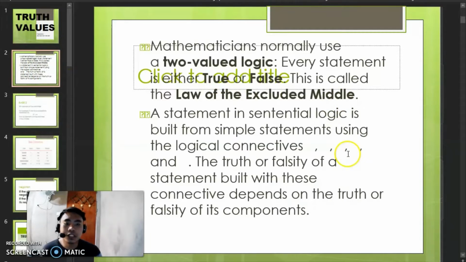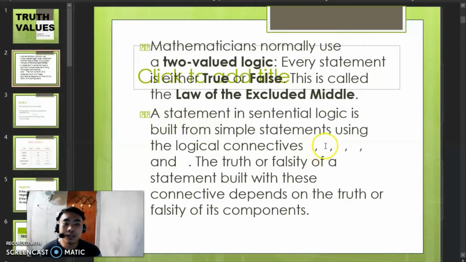Mathematicians normally use a two-valued logic. Every statement is either true or false, and this is called the law of excluded middle. Kapag tayo nag-exam, we usually do that. And our teacher has given questions for us to know whether the statement is true or false. And that is called the law of excluded middle.